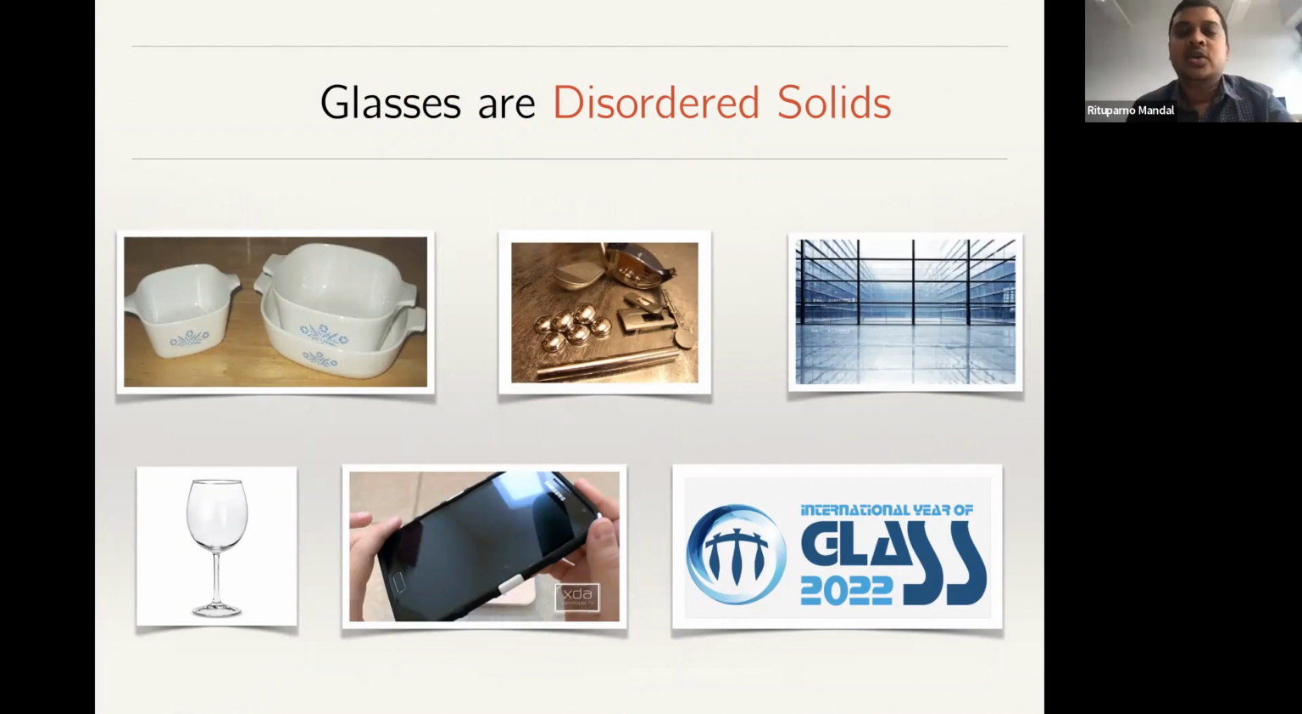Okay, yes. So now I'll try to answer what is a glassy material. This is a difficult question to answer because the idea of glass transition is not very trivial. But for our purposes of the discussion today, we can consider glasses to be just a disordered solid. You can see glassy materials all around us.